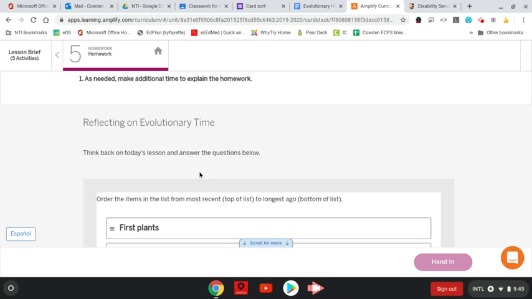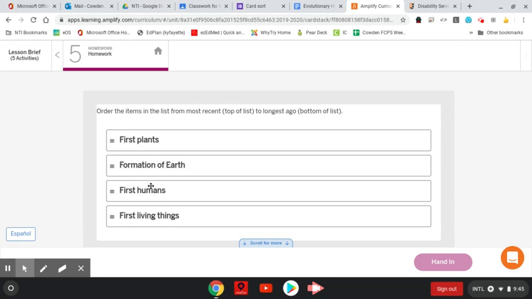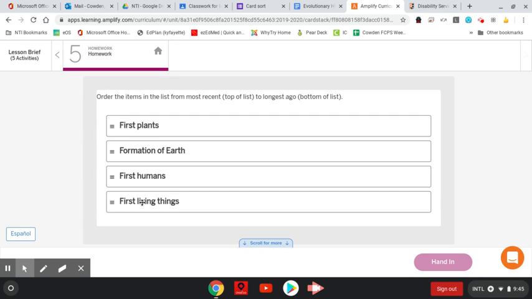So when you open Amplify, the first question has you put these in order from what happened last, and the first would be down at the bottom. So we've got first plants, formation of Earth, first humans, and then first living things. Okay, so which one happened first would go at the bottom.